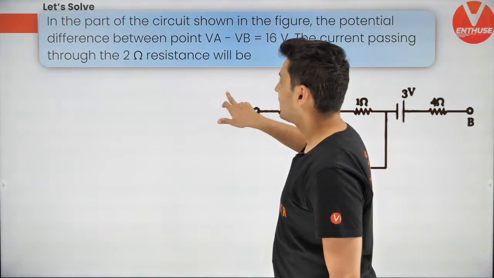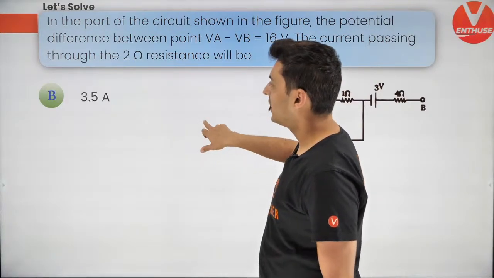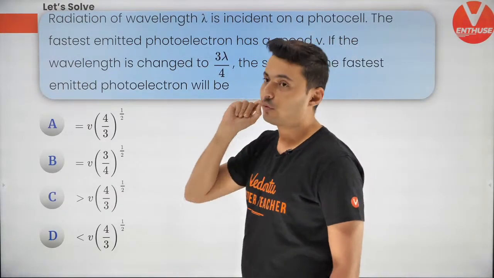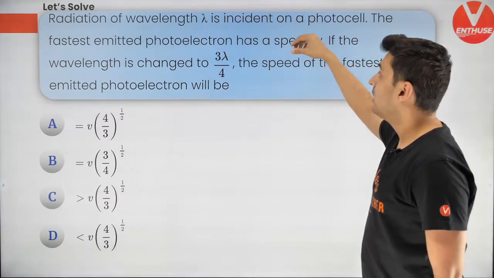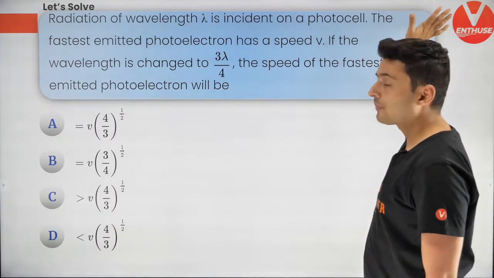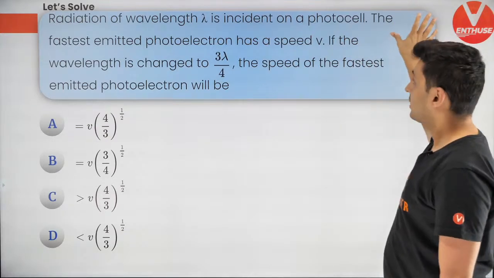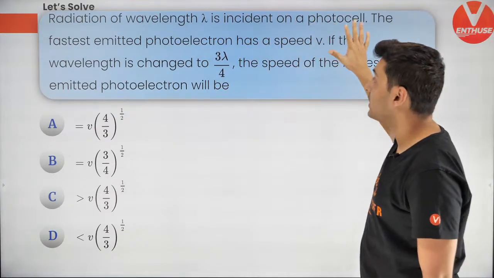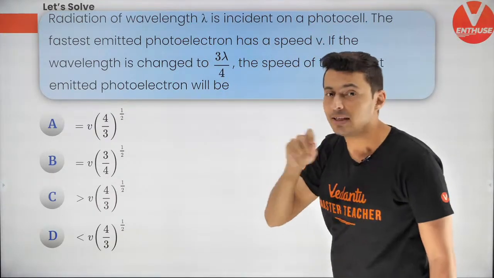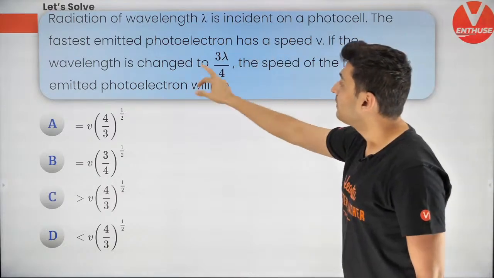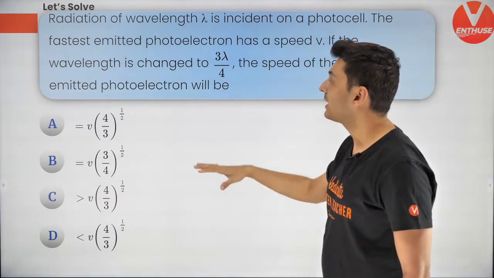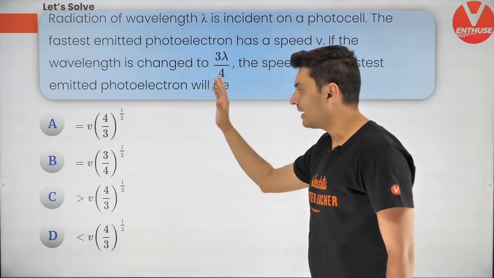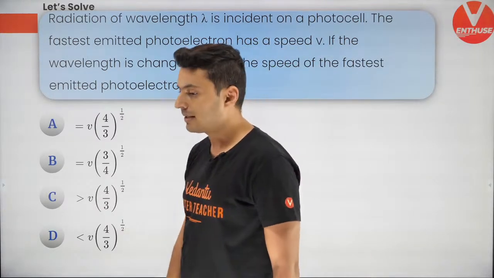Okay, let's go to the next question. Very interesting question based on the photoelectric effect. Radiation of wavelength lambda is falling on a photocell. The fastest electron has speed v. Now if you change the wavelength to 3 lambda by 4, the speed of the fastest photoelectron will be more than, less than, equal to, so many options are there.